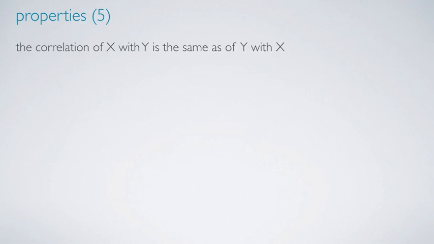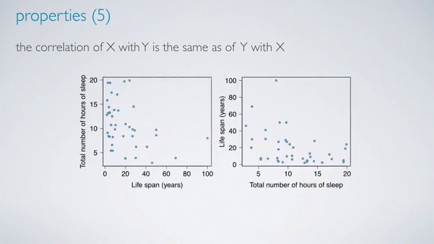5. The correlation of x with y is the same as of y with x. So what this means is that even if you swap the axes, your correlation coefficient should stay the same. Here we're looking at, in the first plot, the total number of hours of sleep on the y-axis versus lifespan of these mammals on the x-axis.